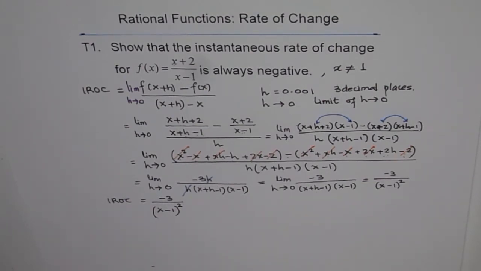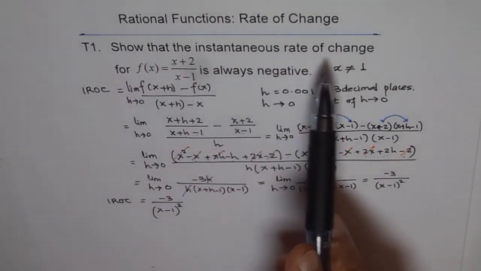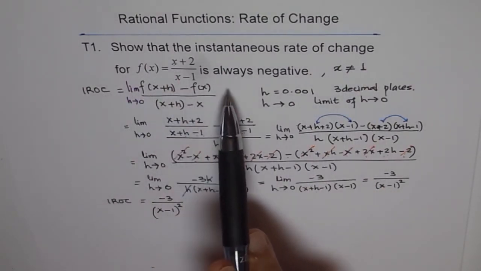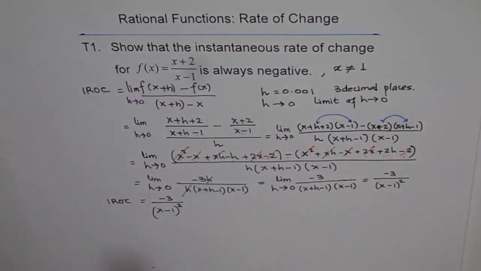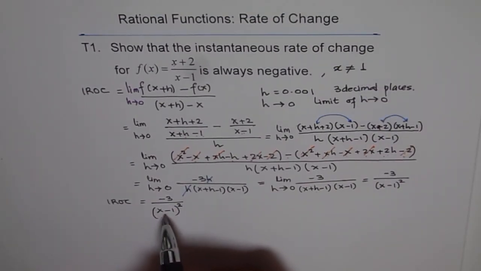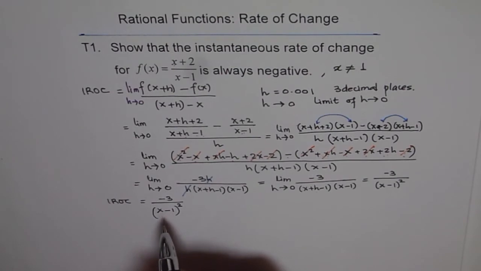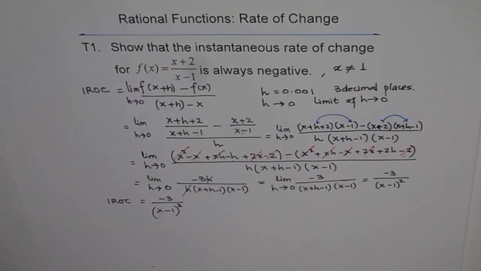Now look at the question. Show that the instantaneous rate of change for f of x is always negative, right? Where x cannot be 1, x cannot be 1. So you see, if I put any value to x, denominator is square, so it is always positive, but we have minus 3 on the top. That shows that the instantaneous rate of change of this function is always negative. Do you get the point?